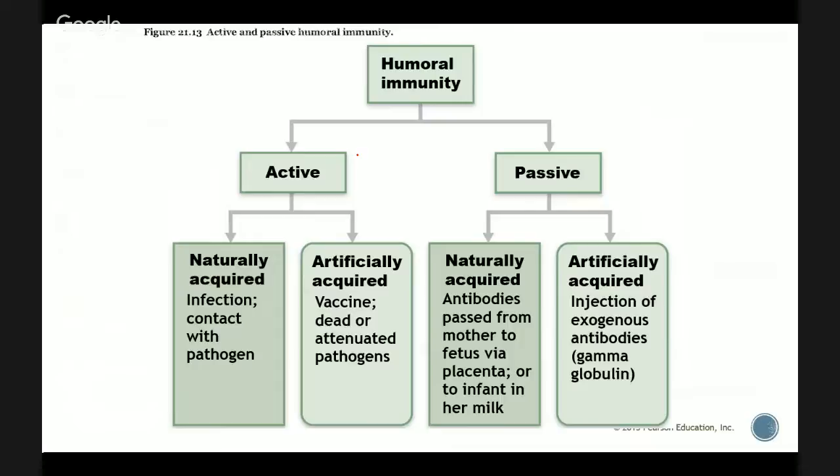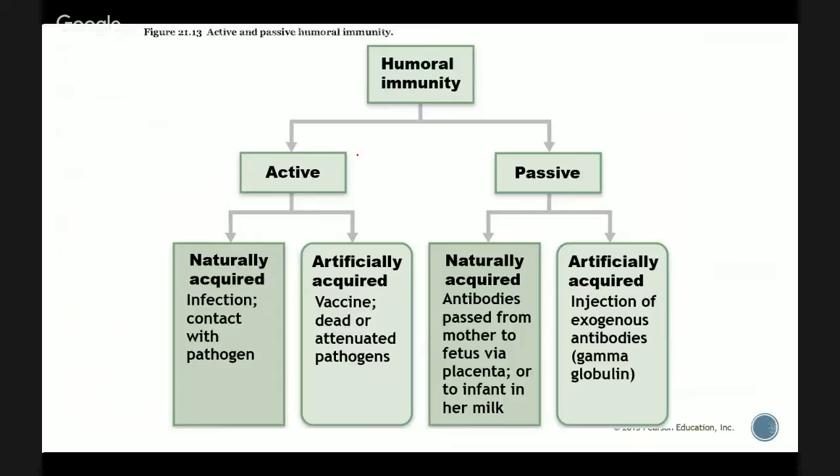We have a naturally acquired active immunity. So we become infected with whatever the pathogen is. Someone's sick, we get what they have. Our body mounts an immune response. The first response is not great, but now we've built the immunological memory. We actively acquire immunity artificially. That's through a vaccination.